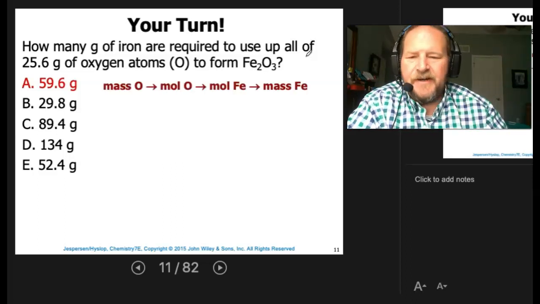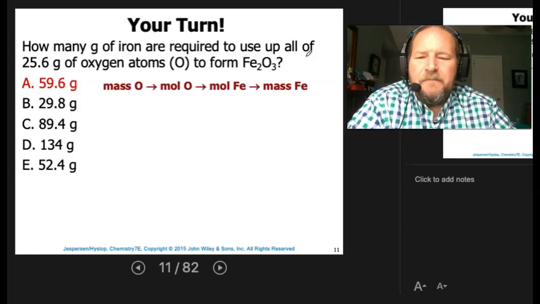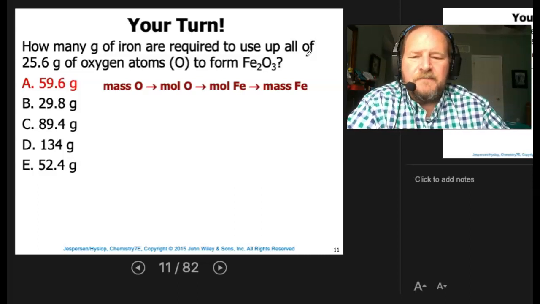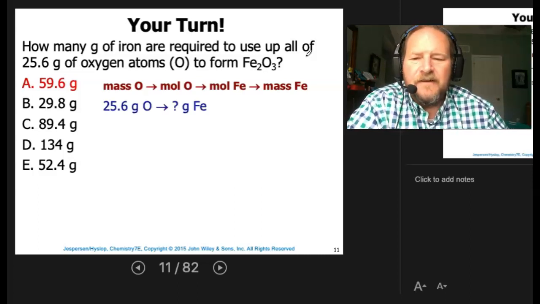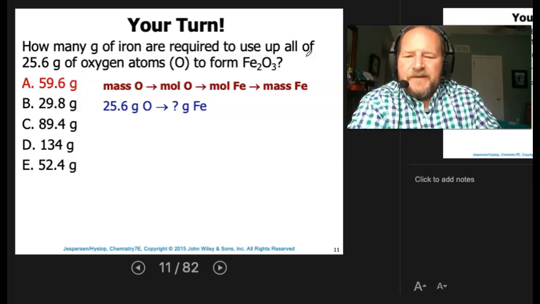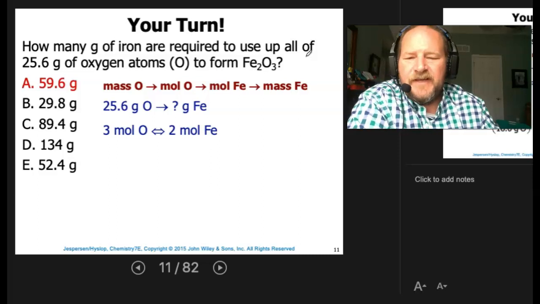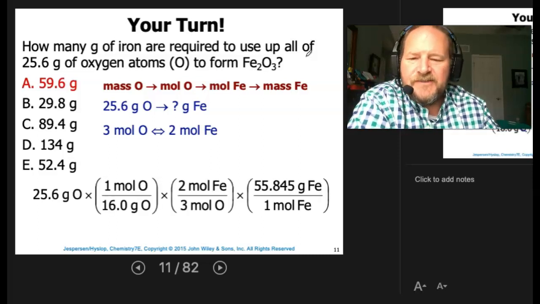Now, how do we do it? Again, it's a 3-step process. Mass of oxygen to moles of oxygen, moles of oxygen to moles of iron to mass of iron. We're going to start with our 25.6 grams of oxygen. We know that there's a relationship of 3 to 2 for moles of oxygen to iron. So we're going to take 25.6, divide by the 16. Grams of oxygen will cancel out.